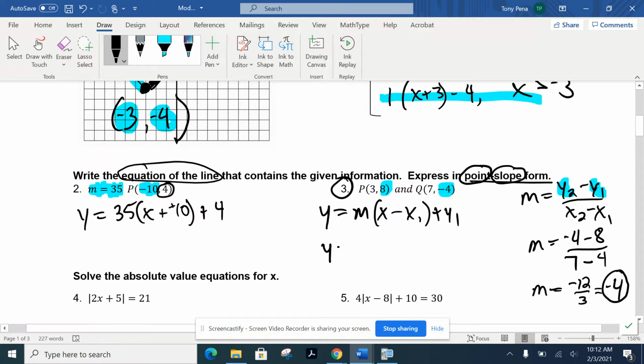When I now go to write this equation, I now know my slope was the -4. I then do x minus, pick either one of these 2 points. Doesn't matter which point you pick. I'm going to use this one, 3, 8. So I would do x minus 3 and then plus my 8.